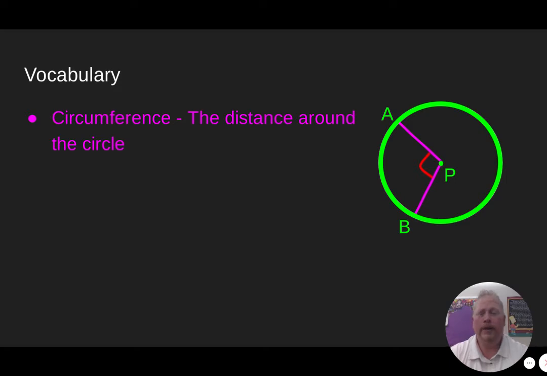Another vocabulary word you need to know is circumference. So the circumference is just the distance around the circle. So if I start at point A and go all the way around and I were to measure that length, that would be the circumference.